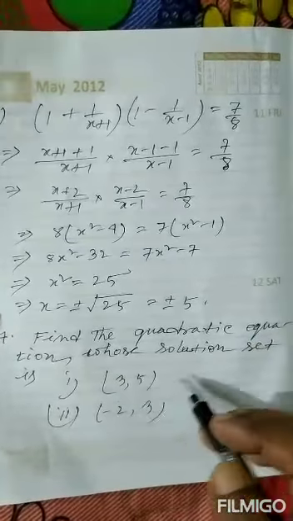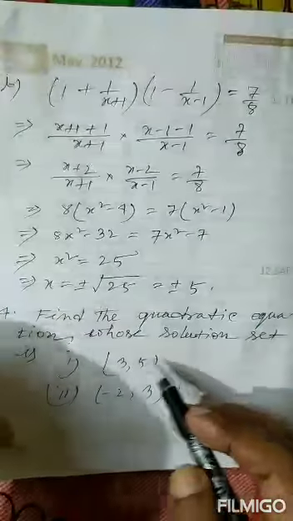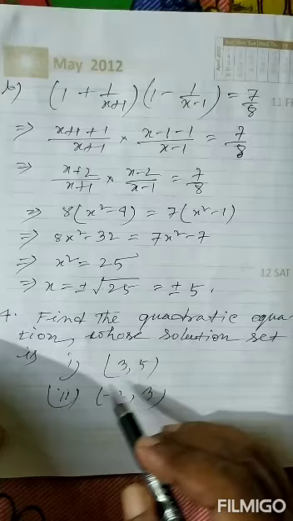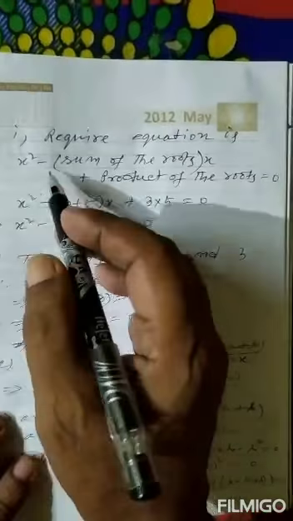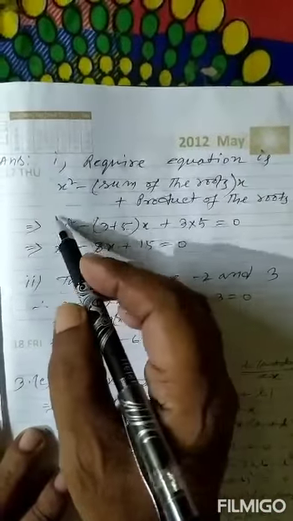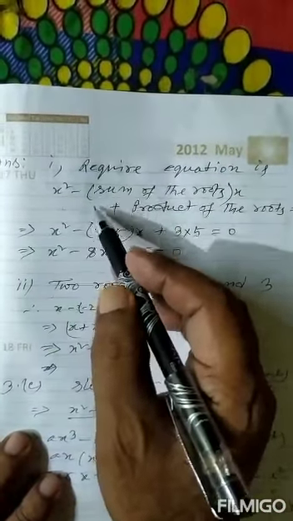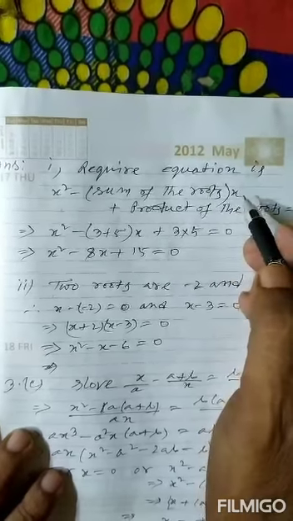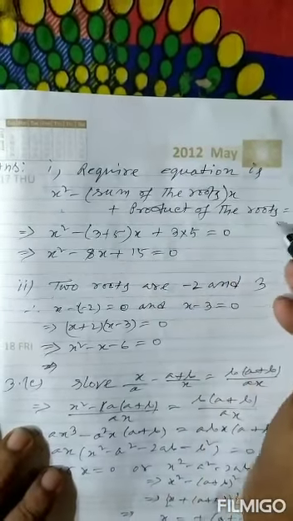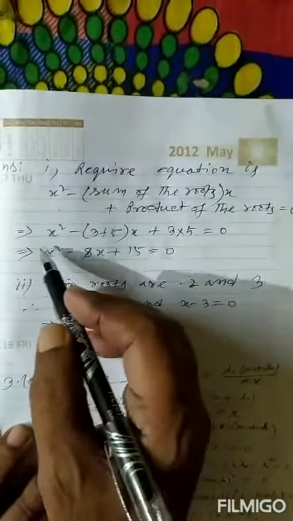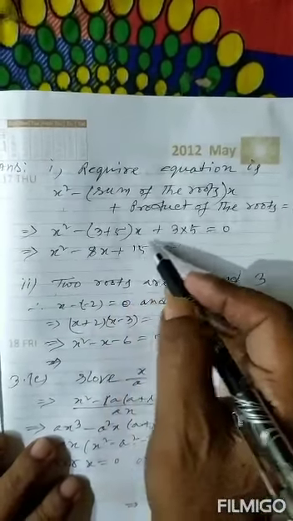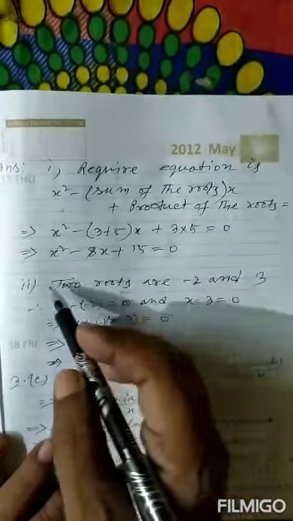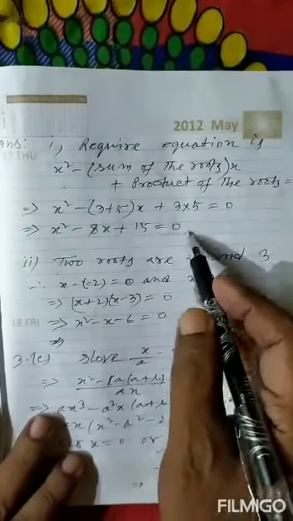Another question: find the quadratic equations whose solution sets are 3, 5 and 2, minus 2, 3. Number 1, the required equation is, by the rule, x square minus sum of the roots, in brackets, x plus product of the roots equal to 0. Here x square minus sum of the roots, that means 3 plus 5 whole x plus 3 into 5. Ultimately the equation is x square minus 8x plus 15.